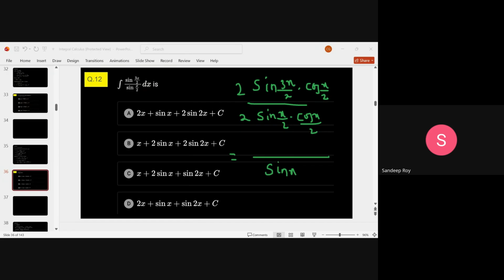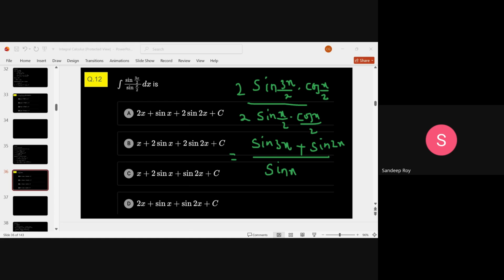Sine 2 theta formula. And the numerator part will be how much? That is the 2 sine A cos B formula, which gives sine A plus B, so 3x by 2 plus x by 2. This will be sine 3x. And the second one will be sine of 3x by 2 minus x by 2, that will be sine 2x. So this is our simplified integrand, right?